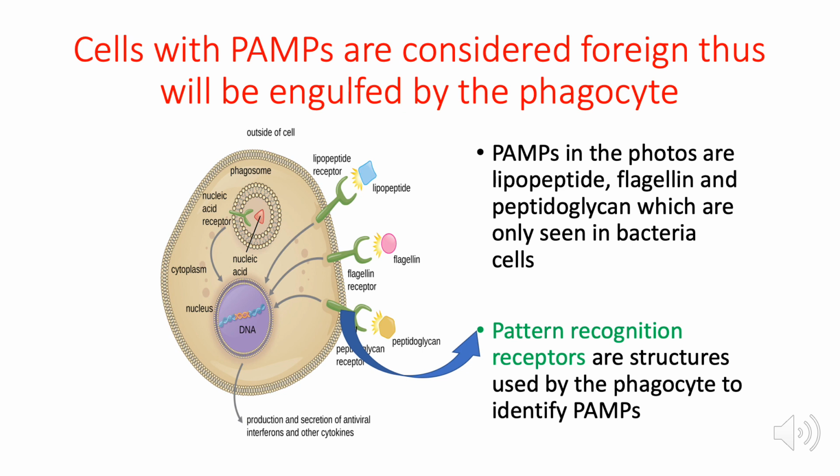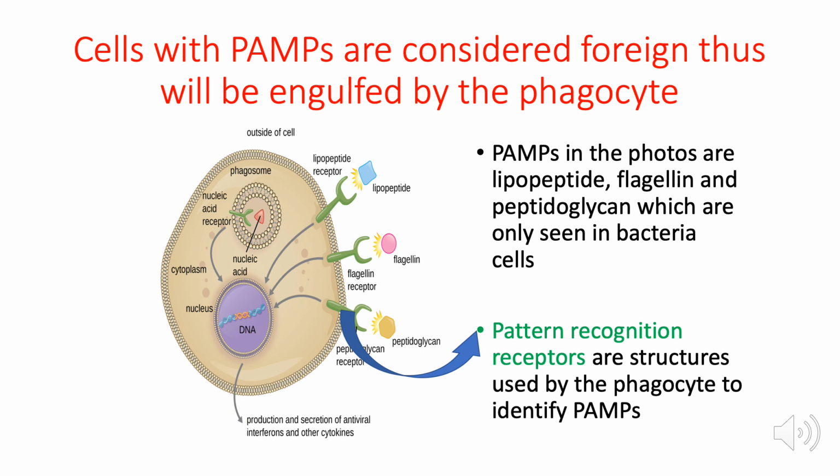So take a look at the picture of the phagocyte. Can you appreciate that it has green-colored receptors on its surface? And the main purpose of these receptors is to detect the presence of PAMPs, such as what? Lipopeptide, flagellin, peptidoglycan. The 3 mentioned chemicals are not present in our cells, so therefore they are considered to be PAMPs.